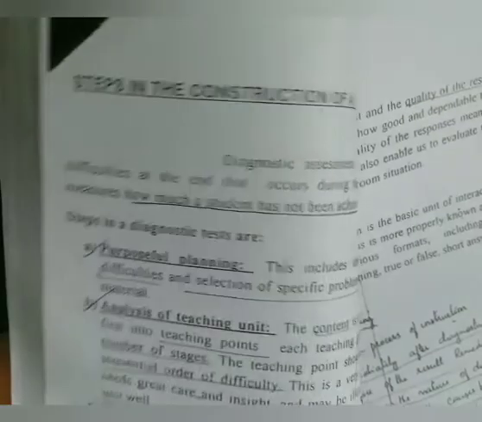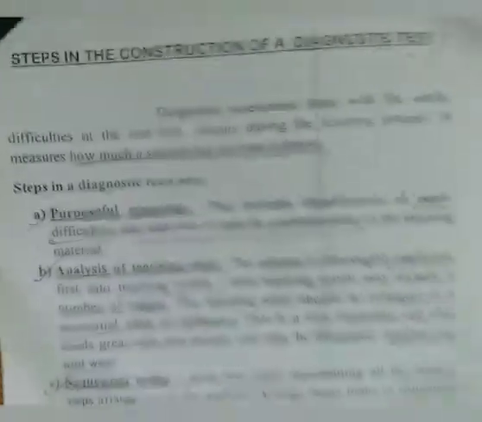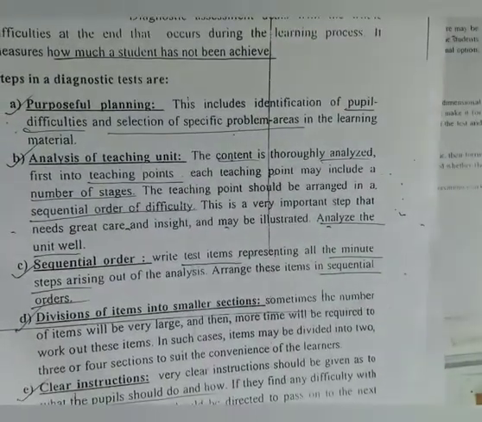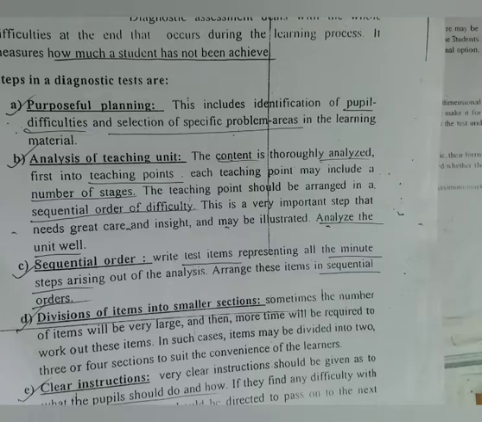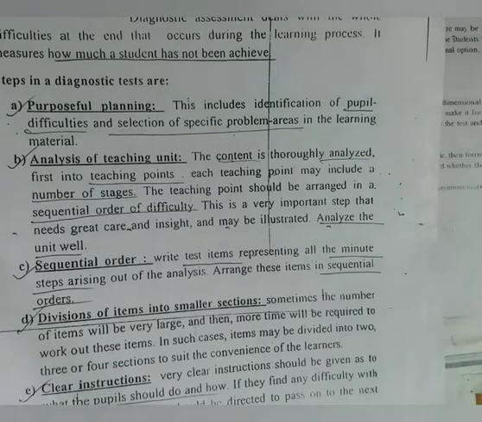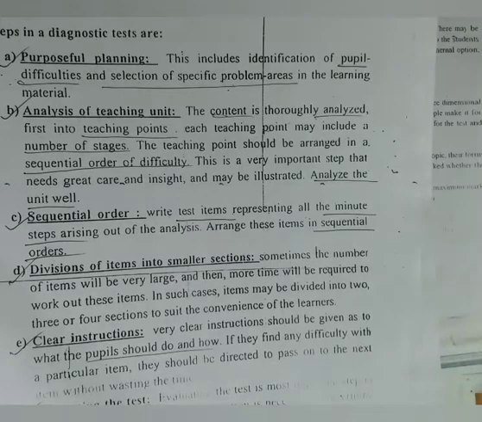So there are certain steps for the construction of a diagnostic test. There should be a purposeful planning. This includes identification of pupil difficulties, selection of specific problem areas in the learning material. Then analysis of teaching unit. The content is thoroughly analyzed first into teaching points. Then each teaching point may include a number of stages. And there should be a sequential order of difficulty also. So each unit should be analyzed well.